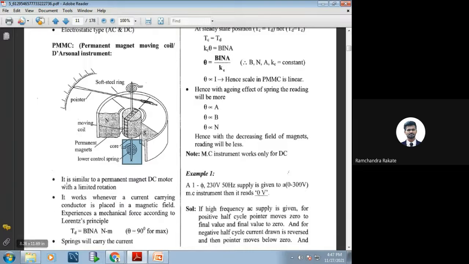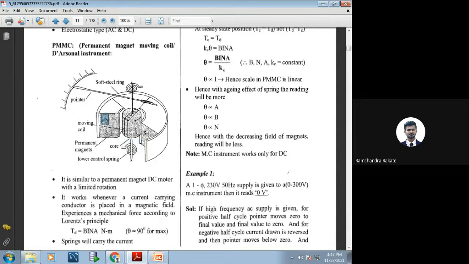Now, don't you think this is similar to the permanent magnet DC motor? The structure is similar to the permanent magnet DC motor. Don't you think so? Yes. So this works whenever a current carrying conductor is placed in a magnetic field.